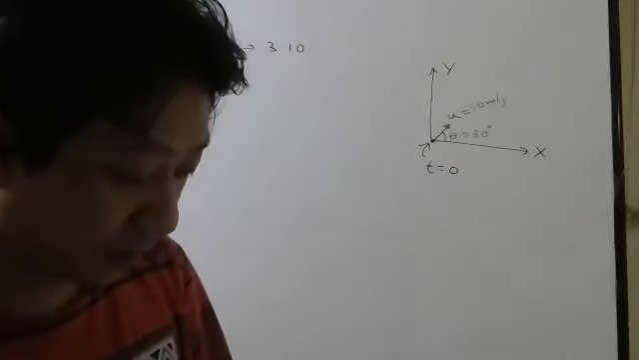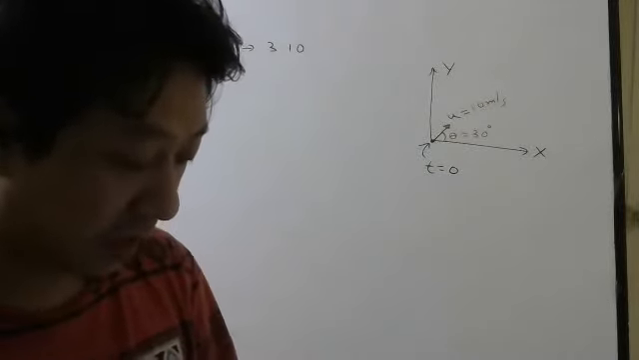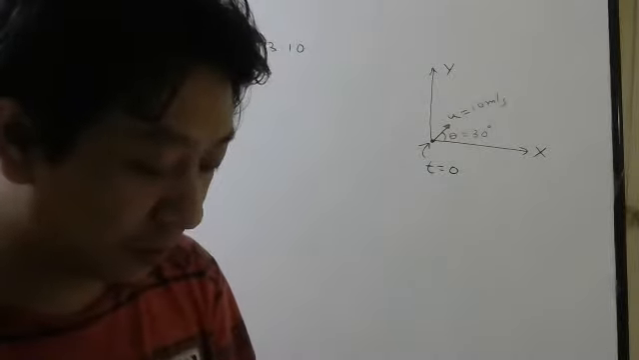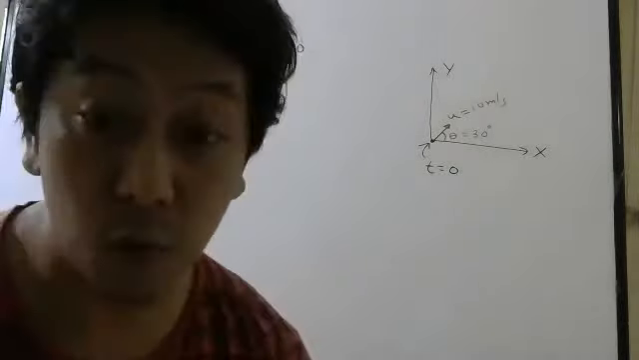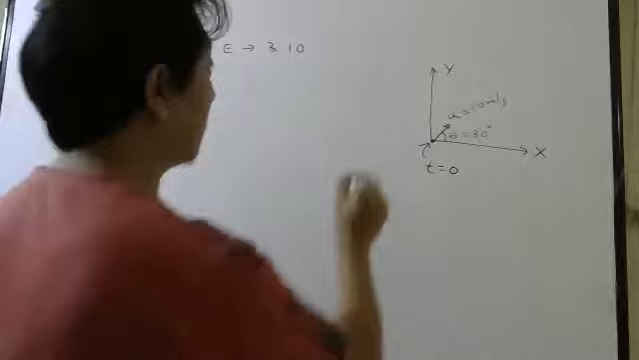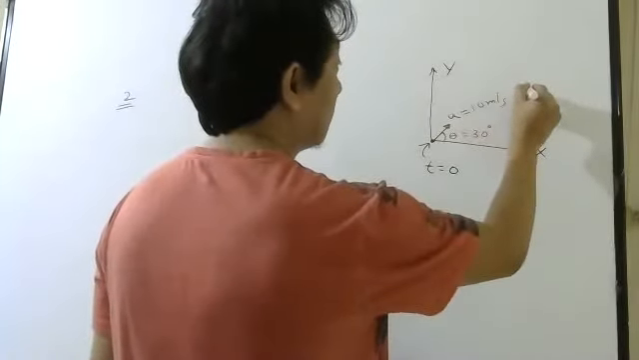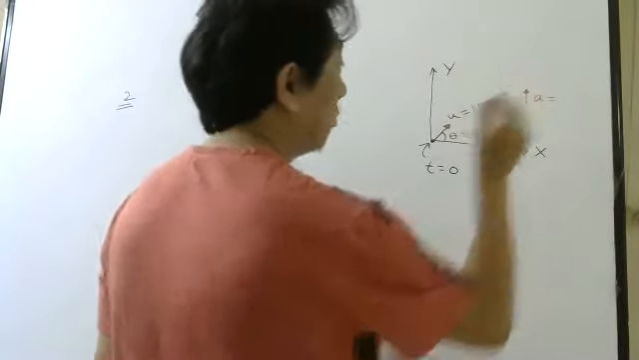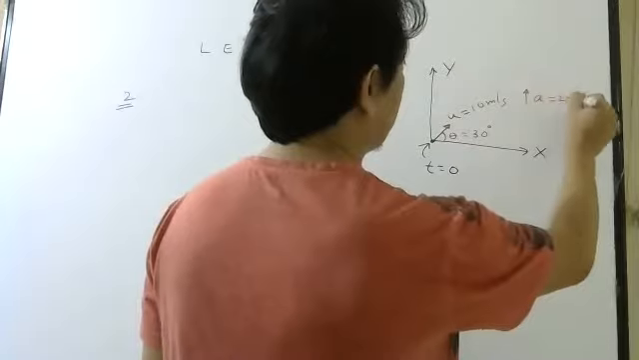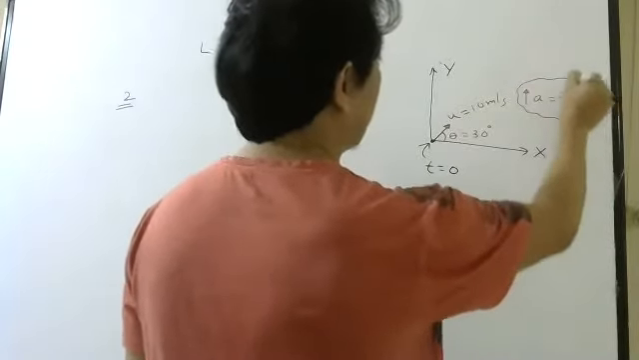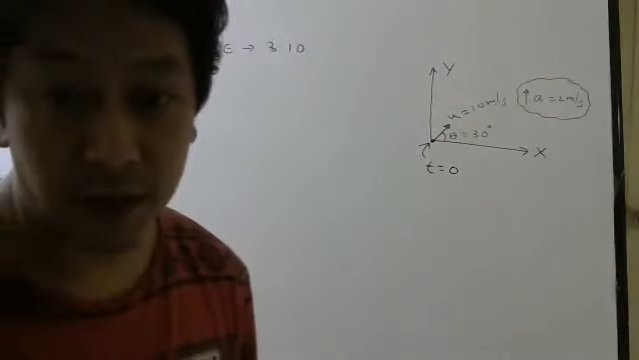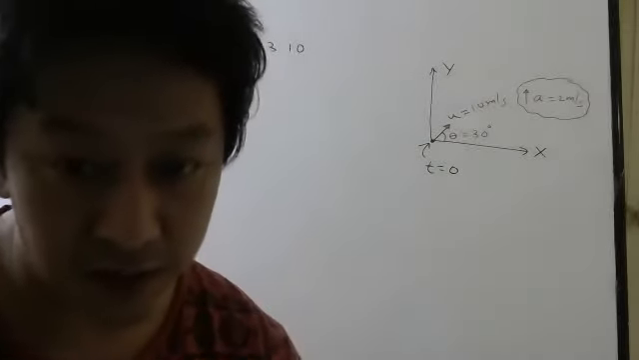What they want? If the particle undergoes an acceleration of 2 meter per second square along the y-axis. So acceleration is along the y-axis. How much is it? 2 meter per second square. So this is your acceleration. Okay, let me show it this way. And they have mentioned it is constant.